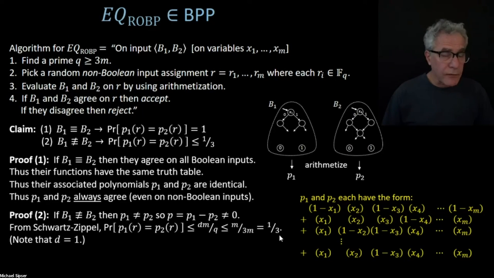And that's good enough. The probability that you get the wrong answer is going to be at most 1/3. So you're going to get the right answer with at least 2/3 probability. So even just doing a single sample point is going to be enough to give a BPP algorithm.